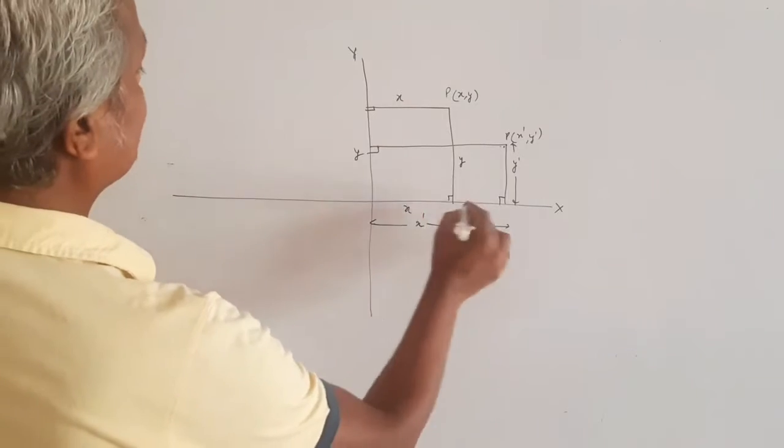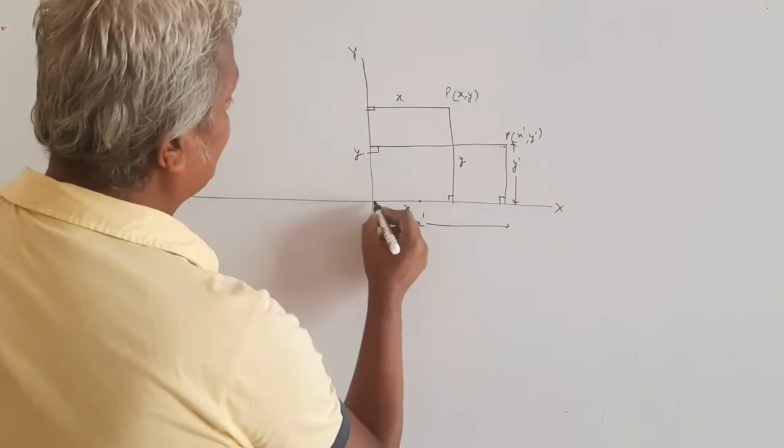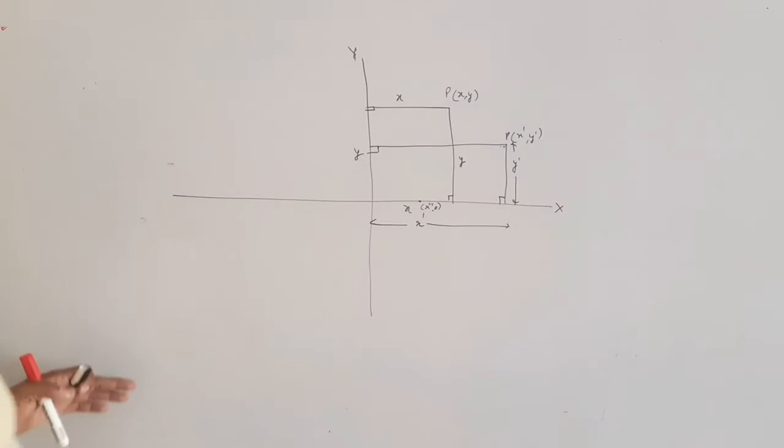If the point lies on the coordinate axis itself, like here, then it will have y as 0, so we write x triple dash as 0. Now I use the red pen.